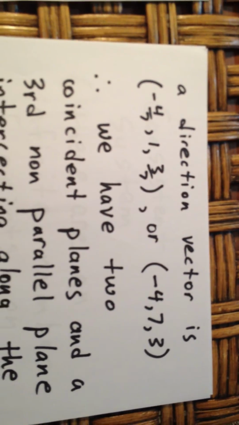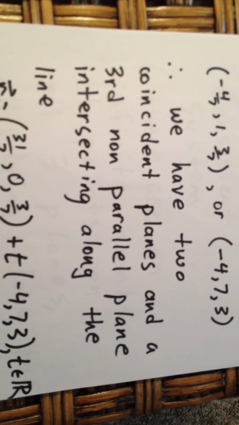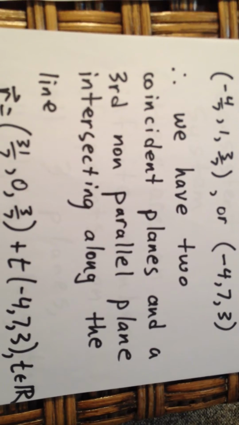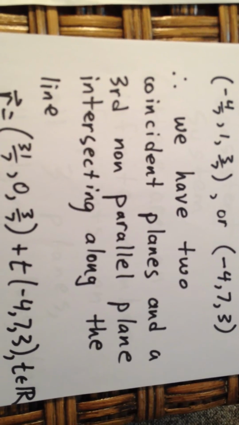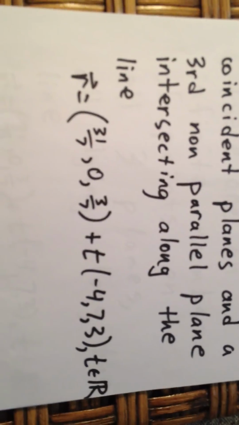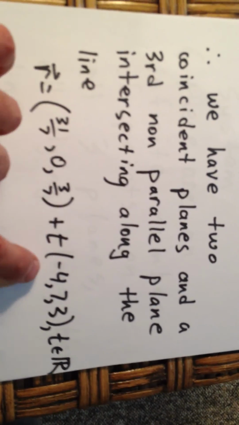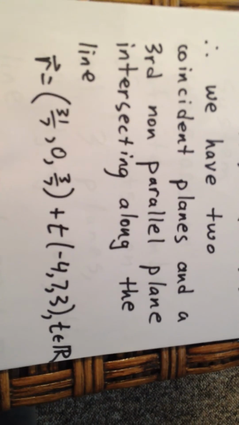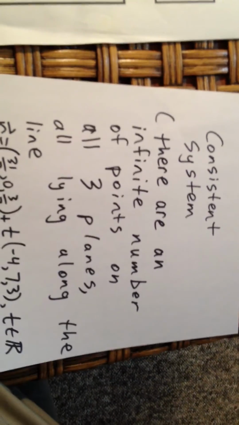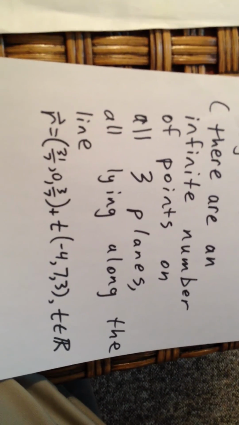So what we really have are two coincident planes, which are acting as one, and a third non-parallel plane intersecting it along a line, and specifically that line is the position vector of 31/7, 0, 3/7 plus the parameter times the direction vector. So we have a consistent system. There are an infinite number of points on all three planes, all lying along that line.